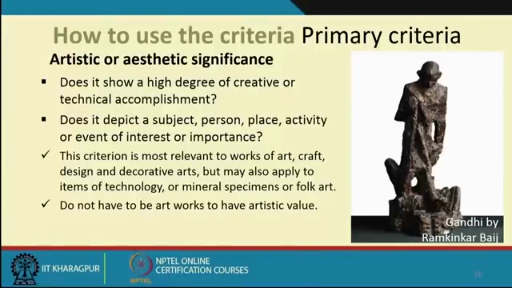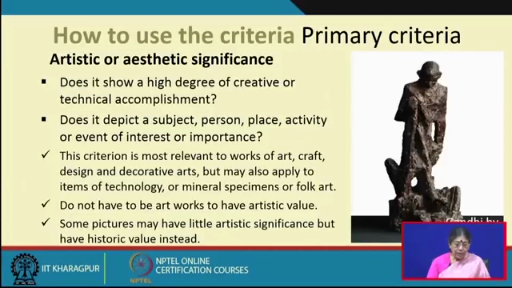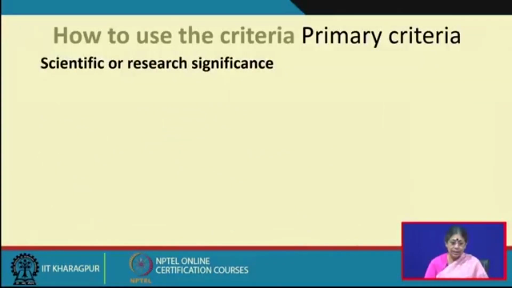Just beautiful is not the only thing we are looking into in the artistic and aesthetic significance. They do not have to be artworks to have artistic value. I mean any other item also can be artistically significant. Some pictures may have little artistic significance, but may have a historic value instead. So, one has to see what the various connotations are when we look under the broad category of the artistic and the aesthetic significance.